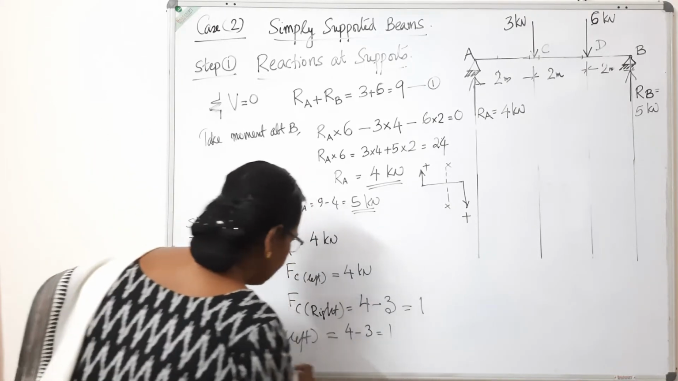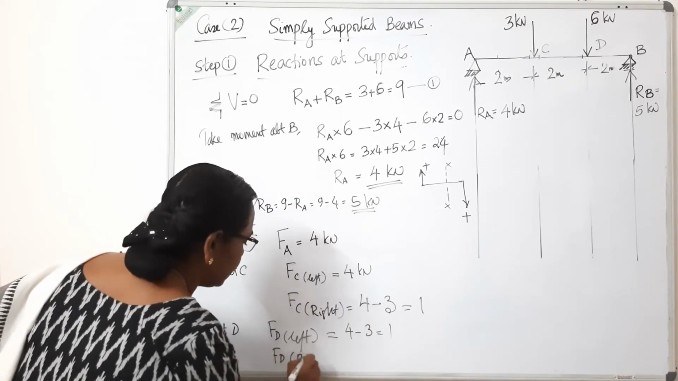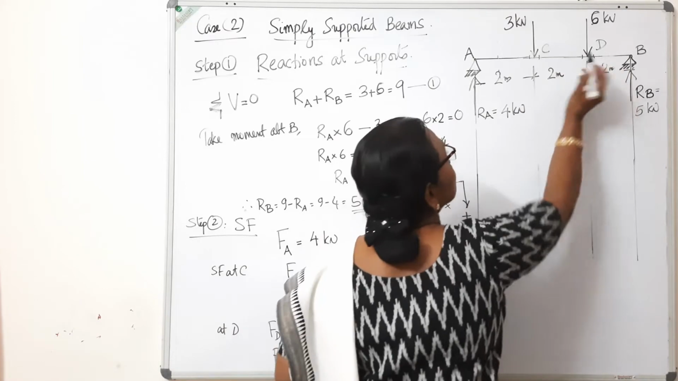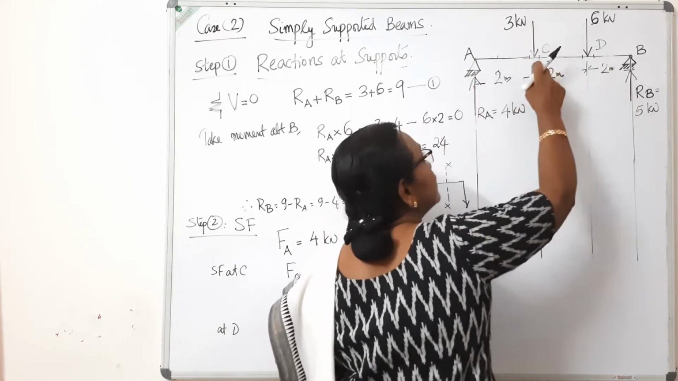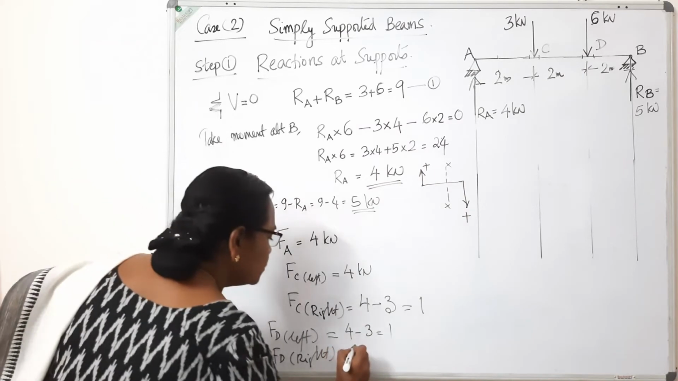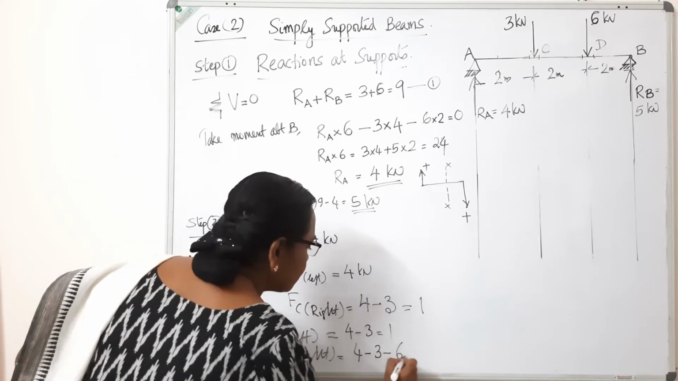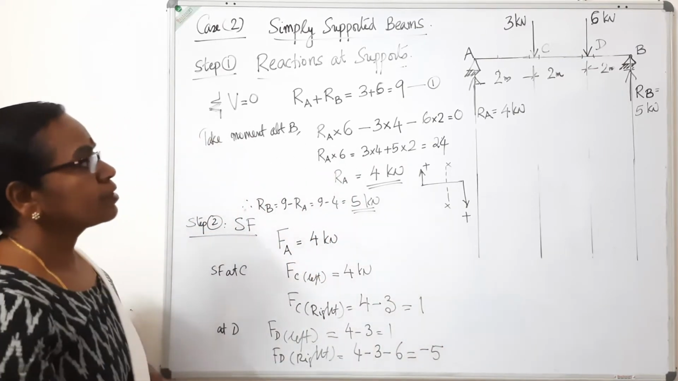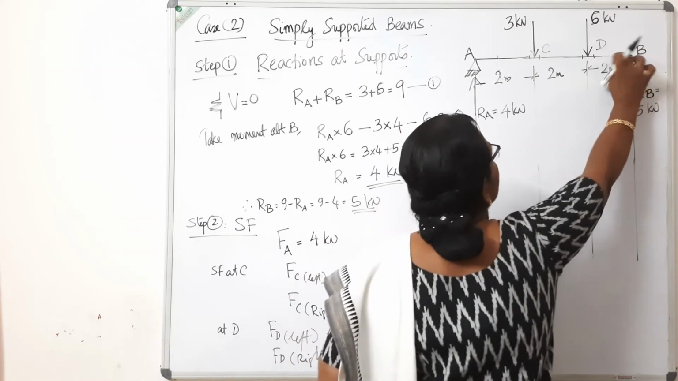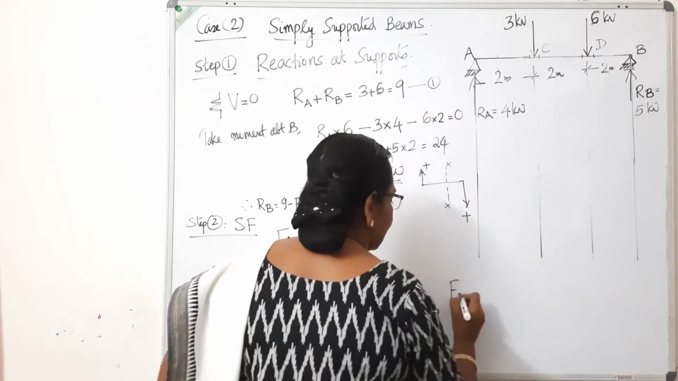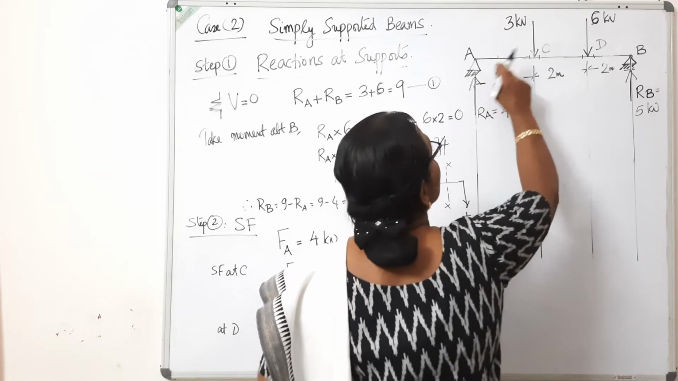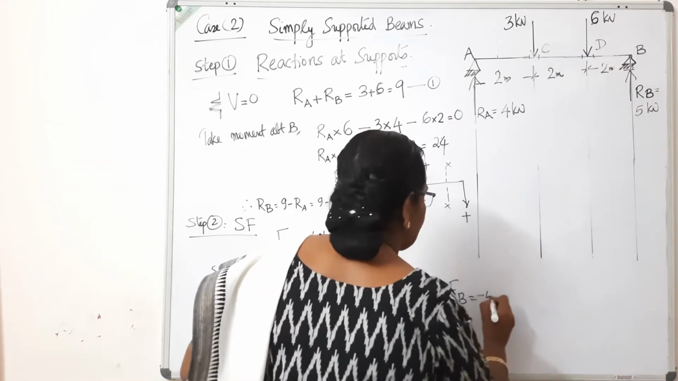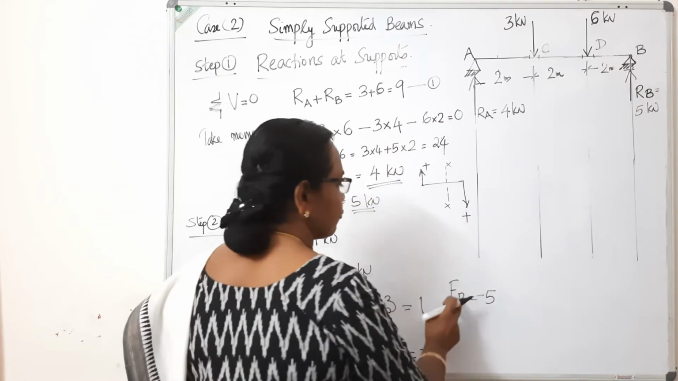And FD right, just to the right of D, when you move to this side, the total loads are 4 upwards, 3 downwards, 6 downwards. So 4 minus 3 minus 6. So it is minus 5. And see here, just to the left of B, FB is 4 minus 3, 1 minus 6, we'll get minus 5. Just to the left of B, we'll get FB as minus 5.